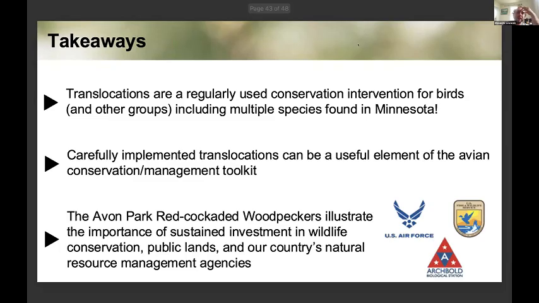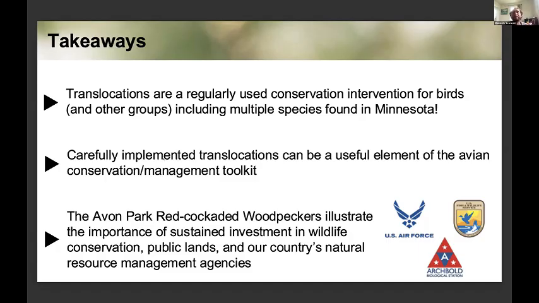And then a broader takeaway is that this population and the translocations and all the monitoring represent a sustained and integrative effort between several different groups, including the Archibald Biological Station, as well as government agencies like the U.S. Air Force and the U.S. Fish and Wildlife Service. The only reason that we have any of this information, and really the only reason that this population still exists, is because of all the efforts of these different groups.